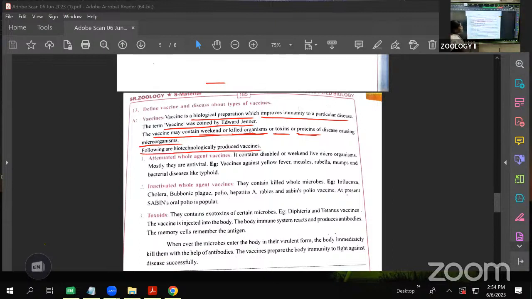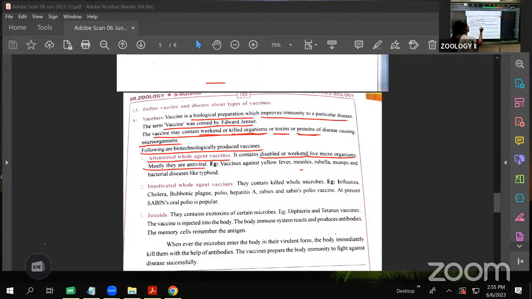Next, biotechnologically produced vaccines are mainly of three types. The first one is called attenuated whole agent vaccines. We take the whole agent, weak microorganisms used as vaccines, that we call attenuated whole agent vaccines. It contains disabled or weak live microorganisms, not dead organisms, live organisms, but disabled or weak ones we can take. Clear? Next, mostly they are antiviral.